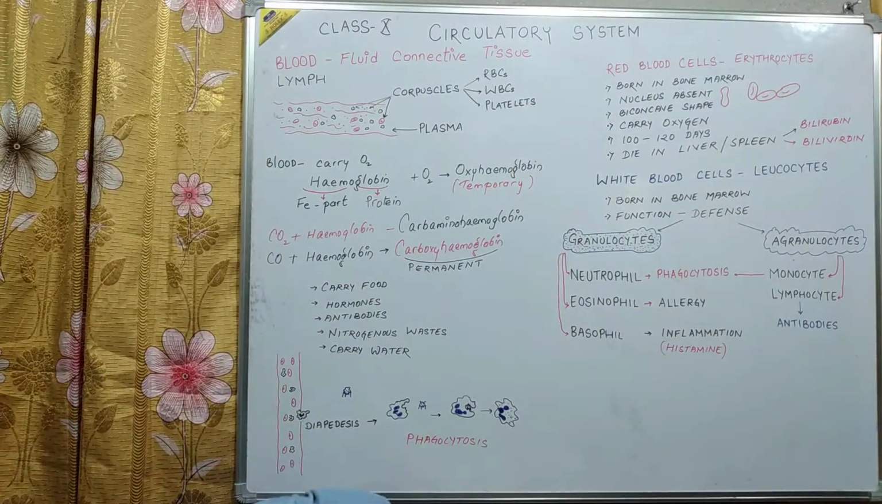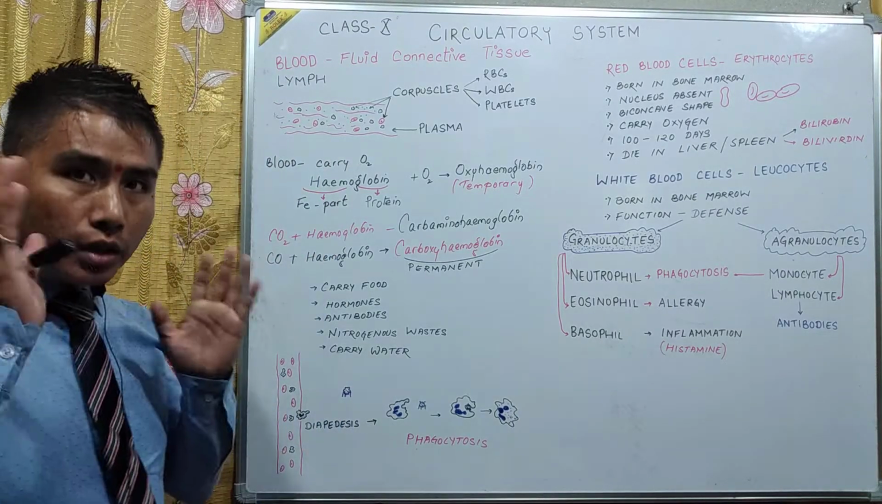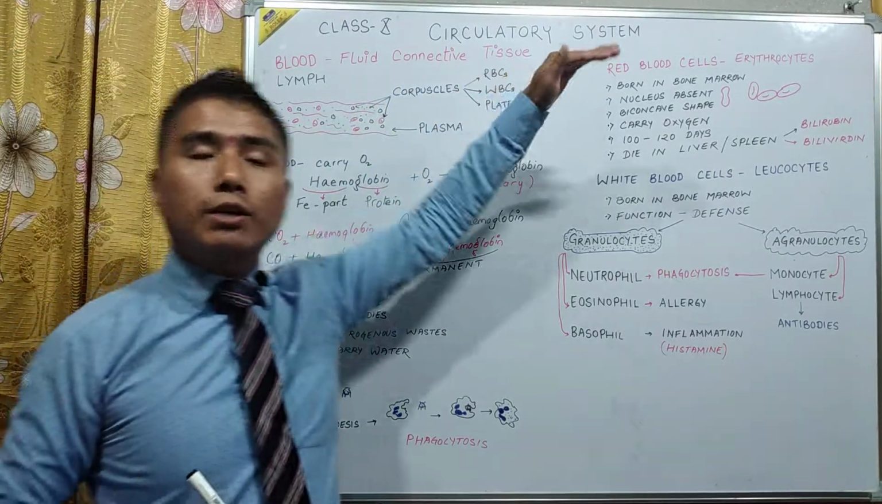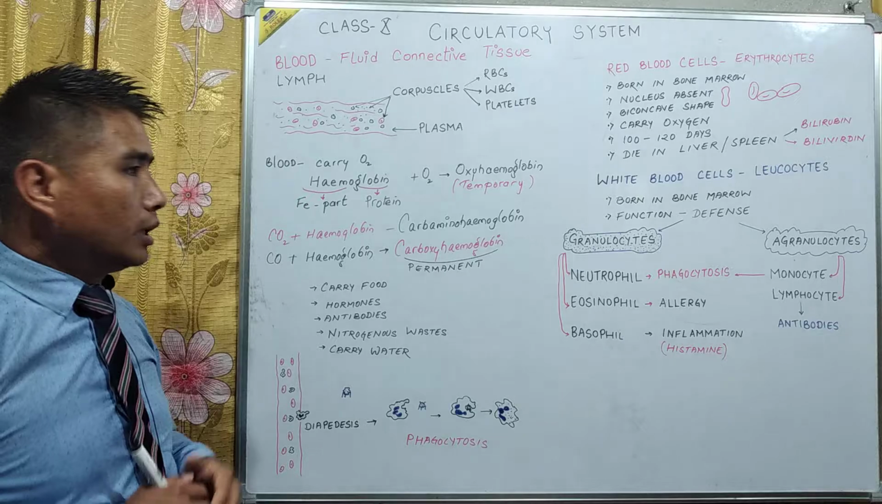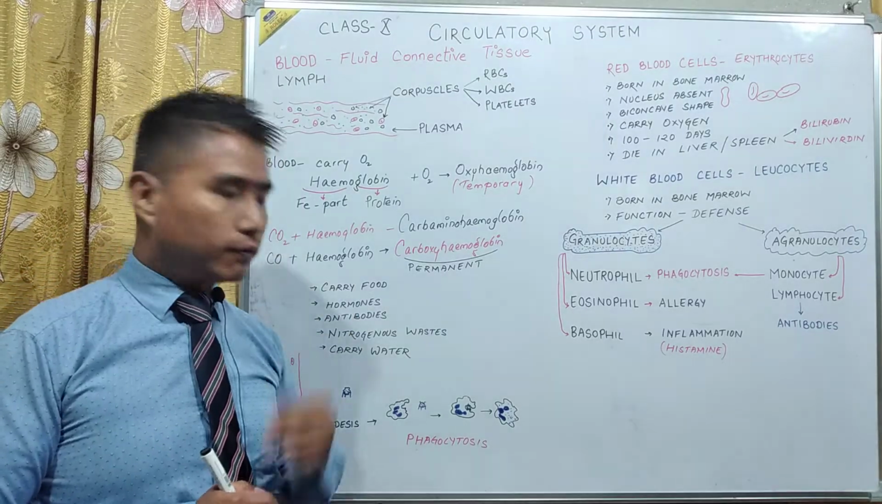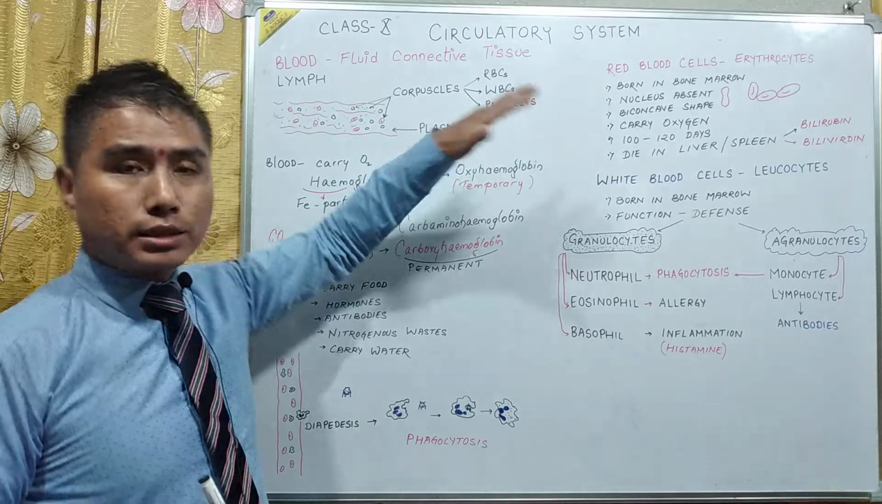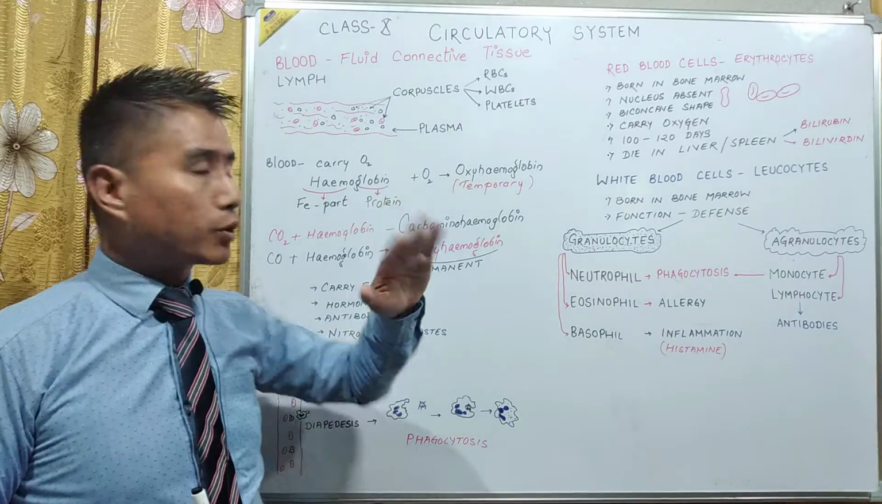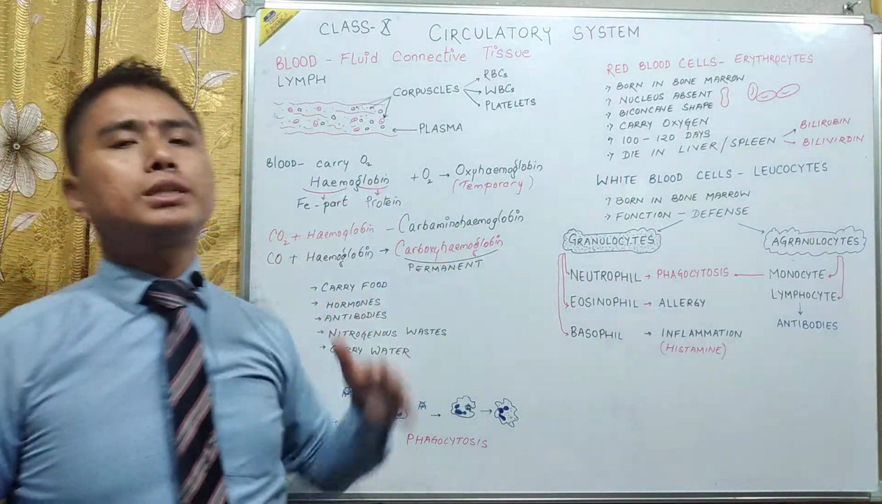Okay, so today we'll be doing the circulatory system. Fine. Now in the circulatory system we have movable fluids, immovable fluids also there. But in the circulatory system we'll be discussing blood and lymph. Okay. Now what is blood? Blood is a fluid connective tissue.